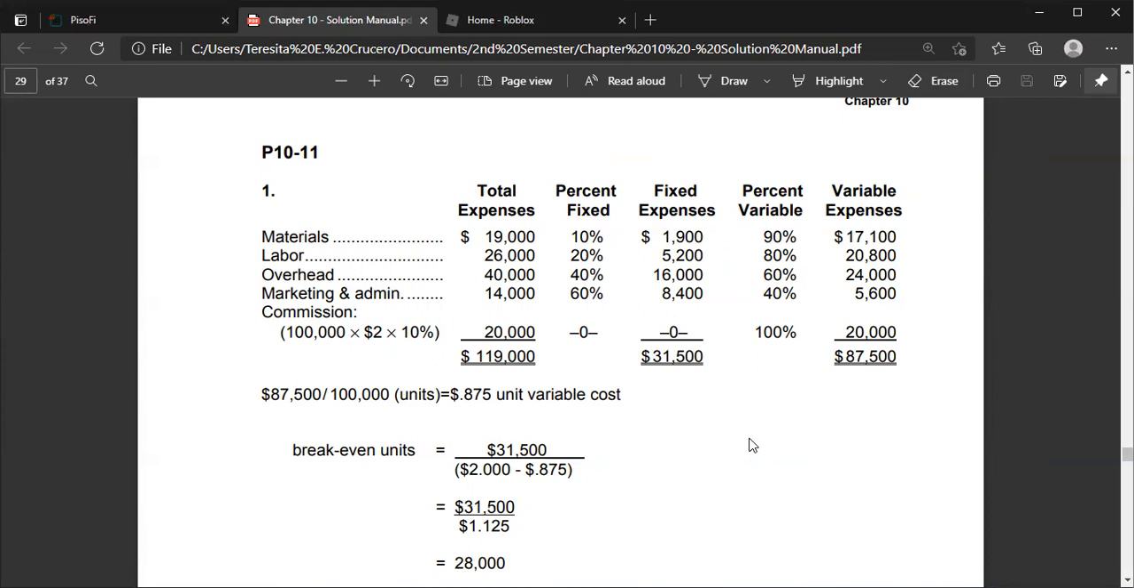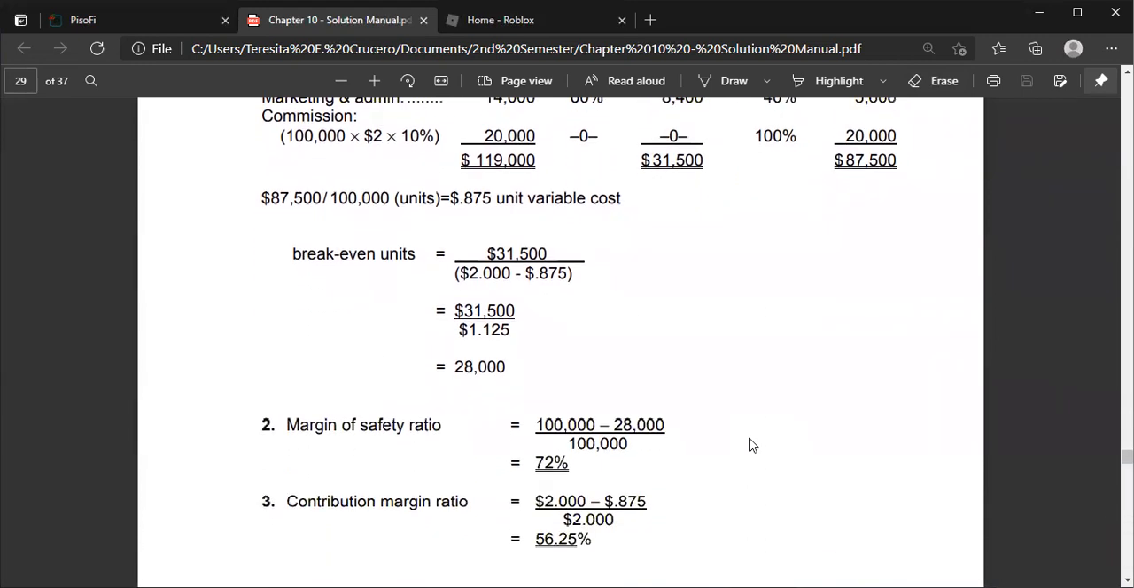Now computing for the variable expenses, 31,500 for the fixed and the variable expenses including commission of 87,500. So that gives us the total of 119,000. Now, 87,500 for the variable expense divided by 100,000 units. The variable cost is 0.875 cents. So, dividing now the fixed cost by 2, the sales price minus 0.875, the variable cost rate. So we now have 1.125, the contribution margin. So the break even in units of 28,000. That's now in units.